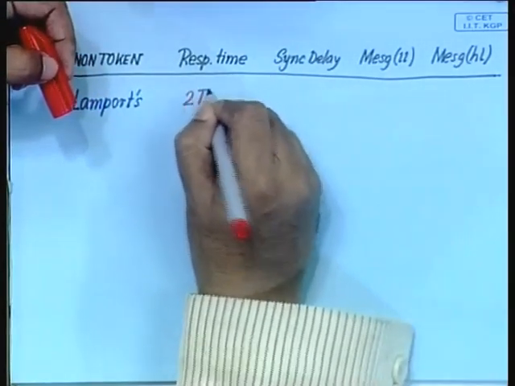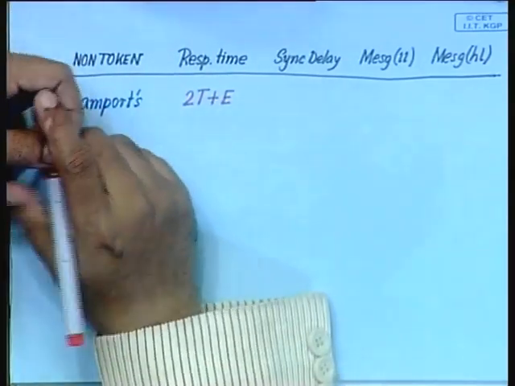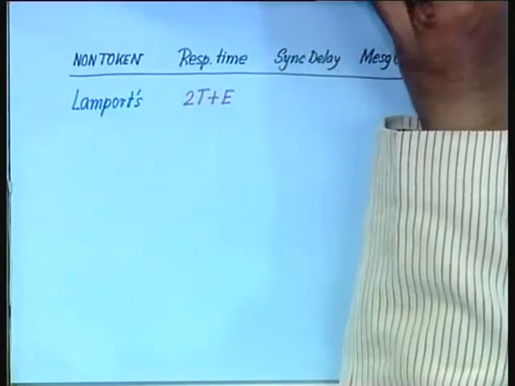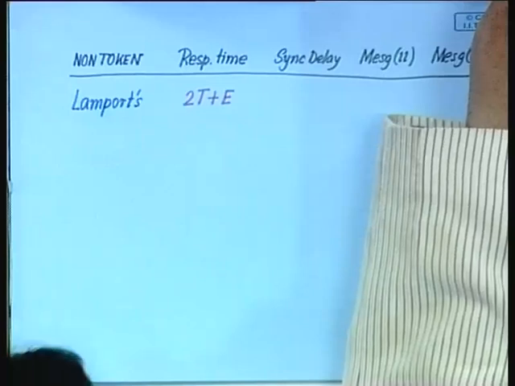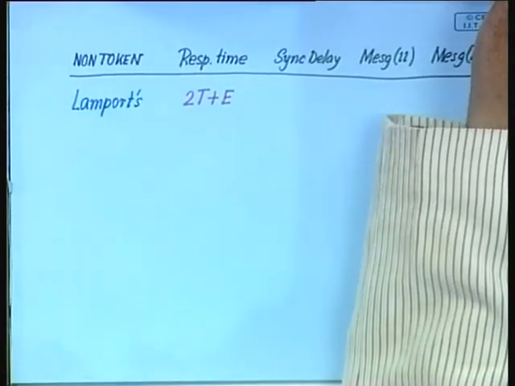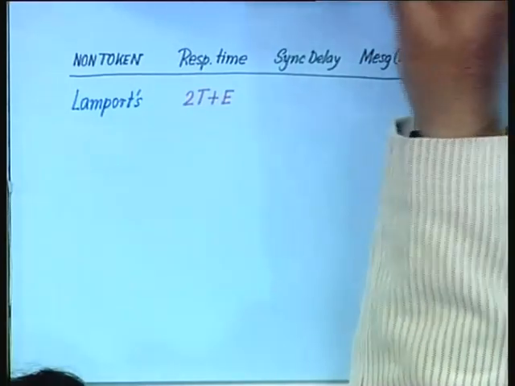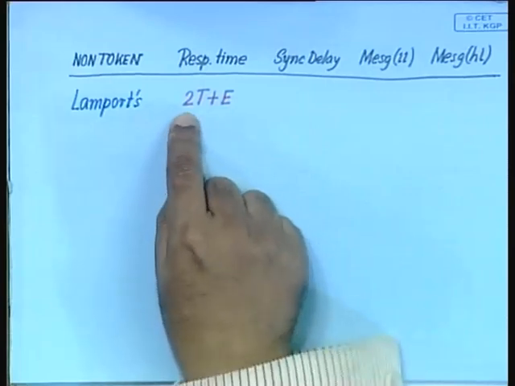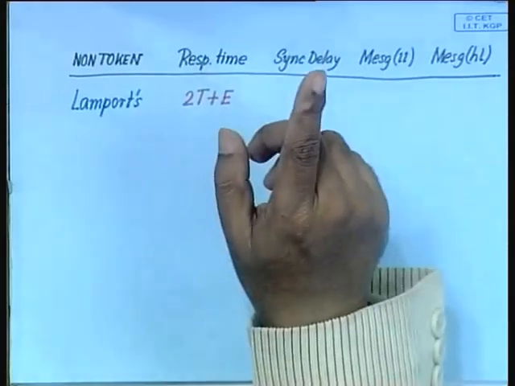So, that is twice T plus E. What is T? The maximum message delay. And what is E? The CS execution time. So, the response time is twice T plus E. Why is it twice T? Request sent out, replies received. So, that is why it is twice T plus E.